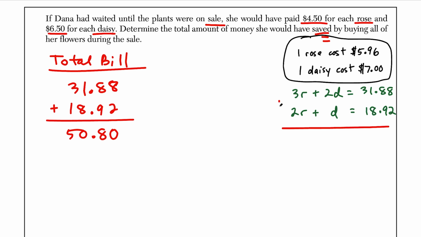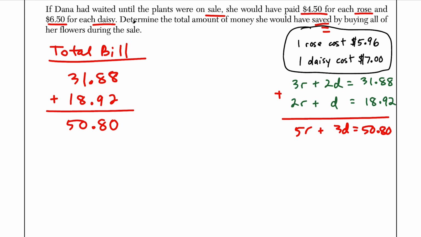But now if we add the system together, let's think about what this means. We have 3R plus 2R is 5R, and then we have 2D plus 1D is 3D. And this is equal to 50.80. So this tells us that Dana bought 5 roses and 3 daisies in total and spent $50.80. But remember, the goal here is to determine the total amount of money that she would have saved by buying all of her flowers during the sale. So now let's think about the sale.